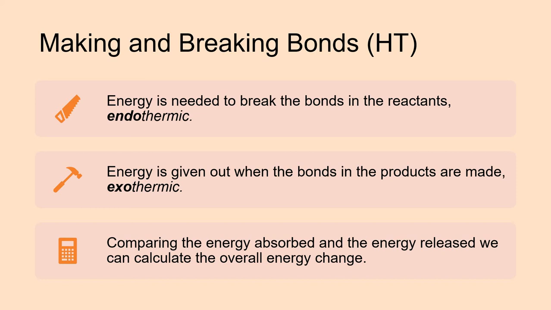So, as you can see on the slide, energy is needed to break the bonds in the reactants. This part of the reaction is endothermic because energy is absorbed from the surroundings. But when the bonds in the products are made, energy is given out, which is exothermic. So we can compare the energy absorbed when breaking the bonds and the energy released when making the bonds to calculate the overall energy change.